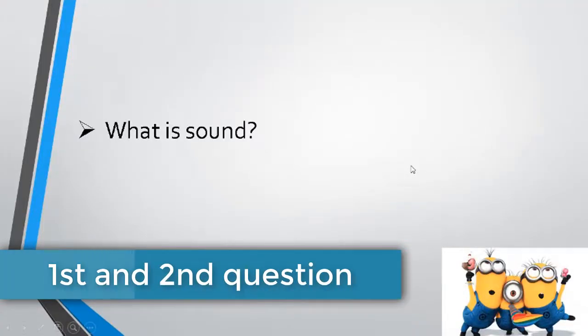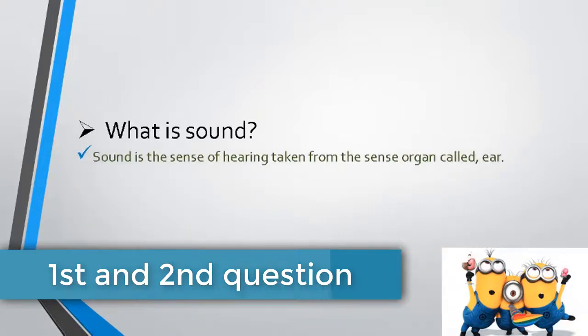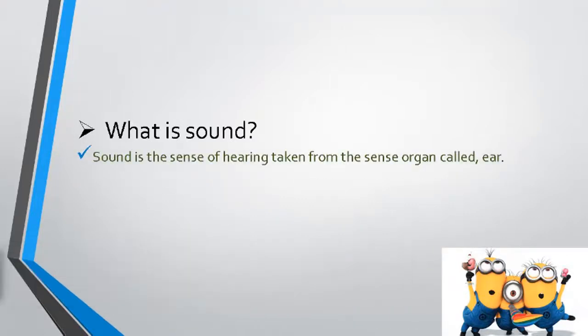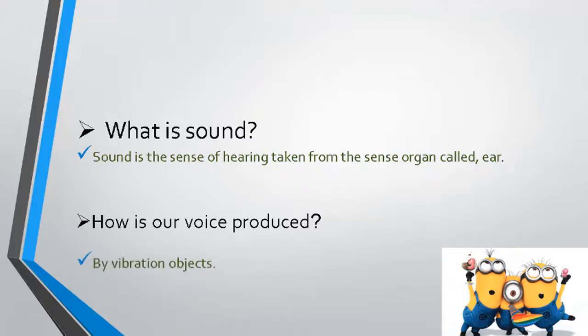What is sound? Sound is the sense of hearing taken from the sense organ called the ear. How is our voice produced? By vibrating objects.